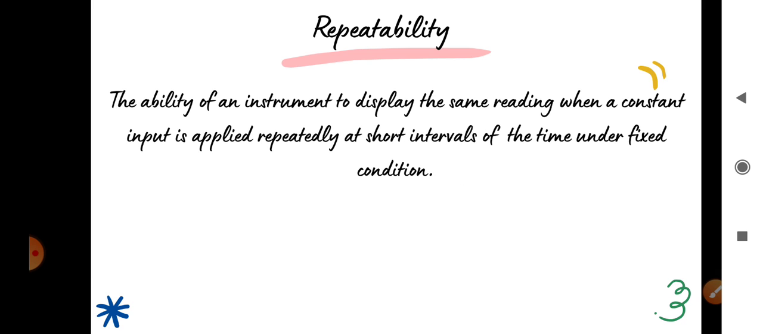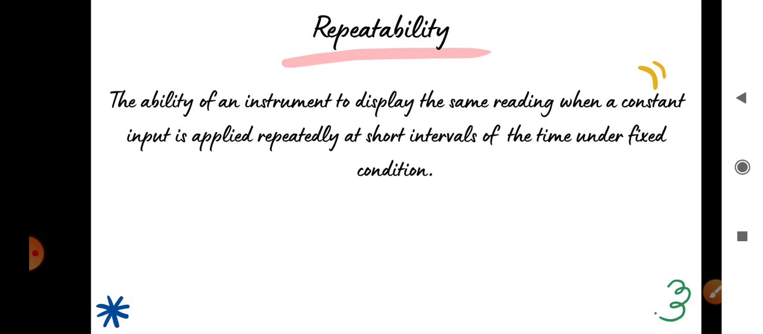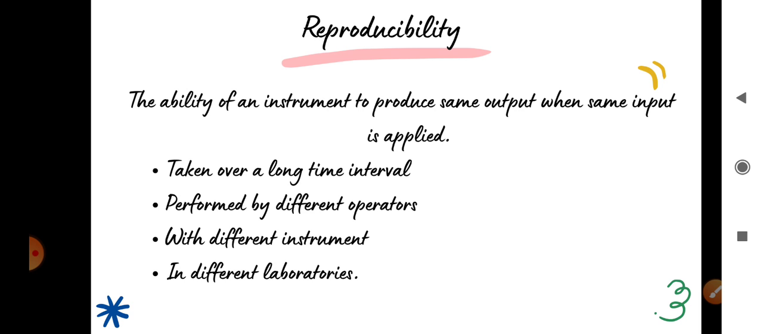Now repeatability. Repeatability is the ability of an instrument to display the same reading when a constant input is applied repeatedly at short intervals of time under fixed conditions. Reproducibility is the ability of an instrument to produce the same output when the same input is applied. Repeatability is for short intervals, and reproducibility is for long intervals. It gives the same output when we apply the same input, even over a long time interval, also when performed by different operators with different instruments, and even in different laboratories.